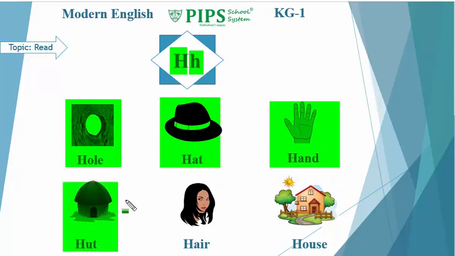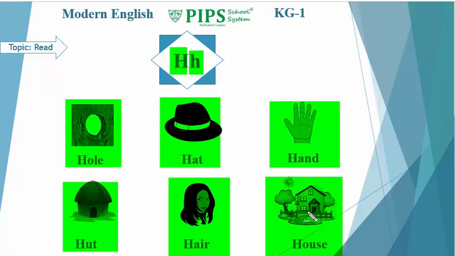H hut, H hair, H house. Now students, read with me. H hole, H hat, H hand, H hut, H hat, H hair, H house.